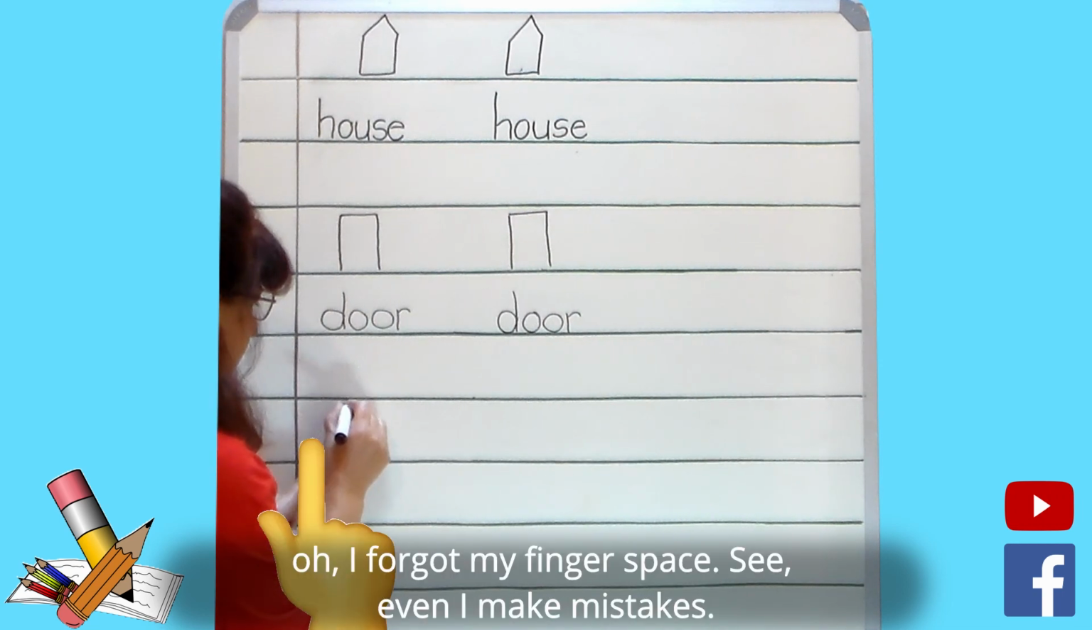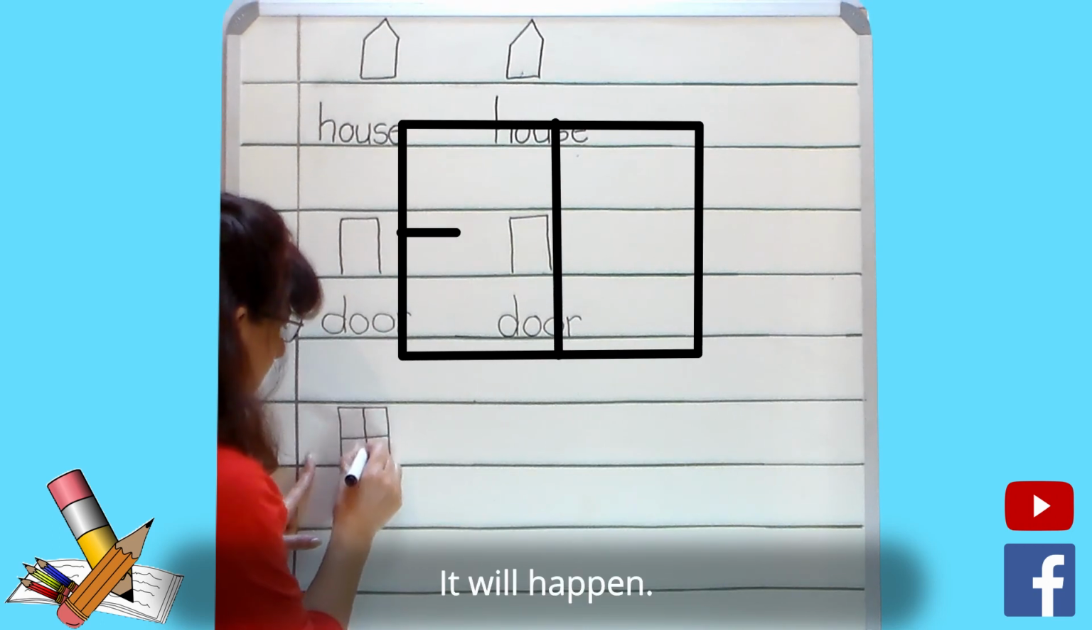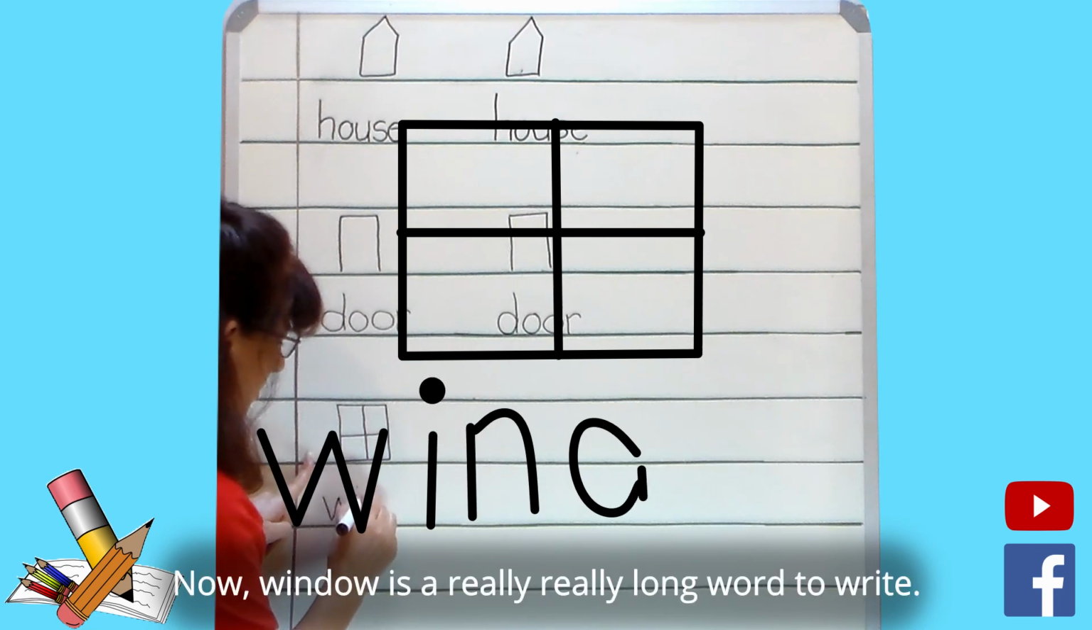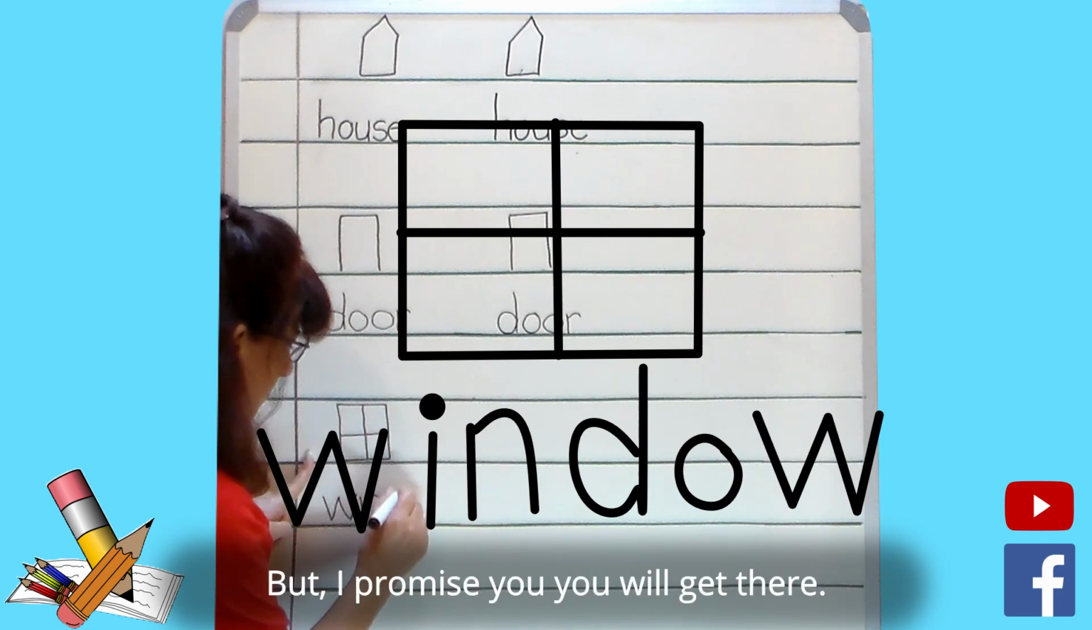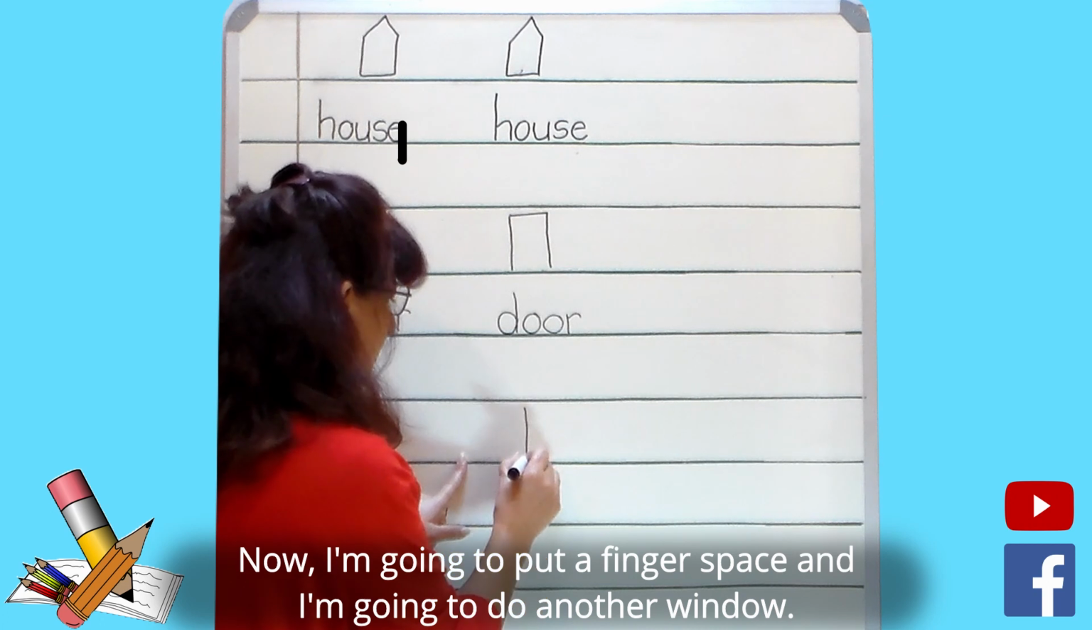Alright, so let's do window quickly. Oh, I forgot my finger space. You see, even I make mistakes. It will happen, but it's okay. So I've got a window. Now, window is a really, really long word to write, but I promise you, you will get there. Now I'm going to put a finger space and I'm going to do another window.